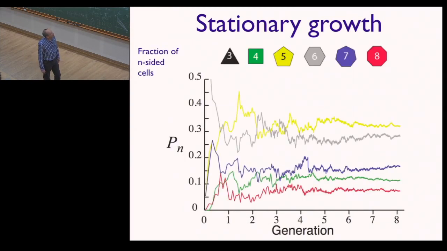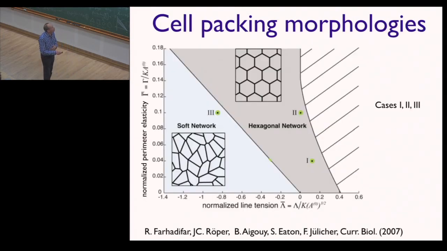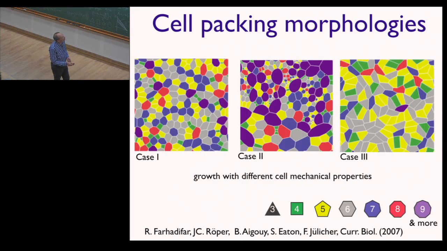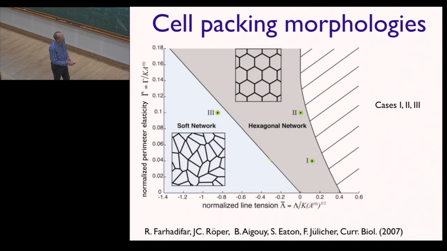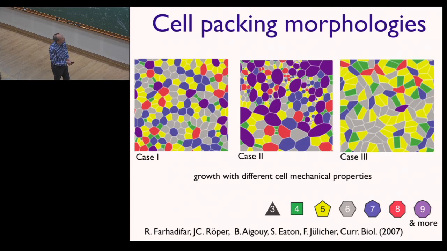This would be the number of neighbors as a statistical distribution, the probability or the fraction of n-sided cells from 3 to 8. And one can do that for different parameter values in this diagram, and one gets different statistics, different packings for different parameters. What I just showed you was, I think, this region 1. This is what happens when we go to region 2. And region 3, this is in fact in this soft network regime, while the other two are in the hexagonal network regime. And you can see a difference in what the cells look like, and this has to do with this difference, as I'll show you.